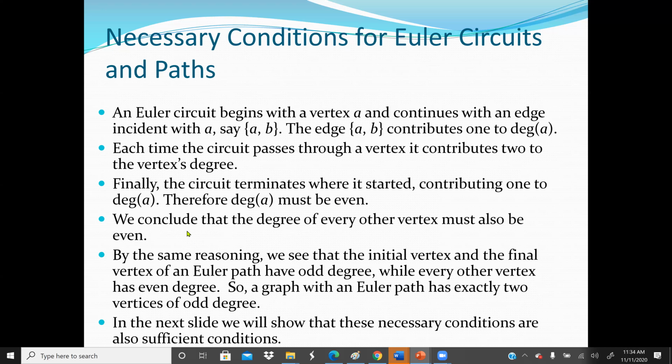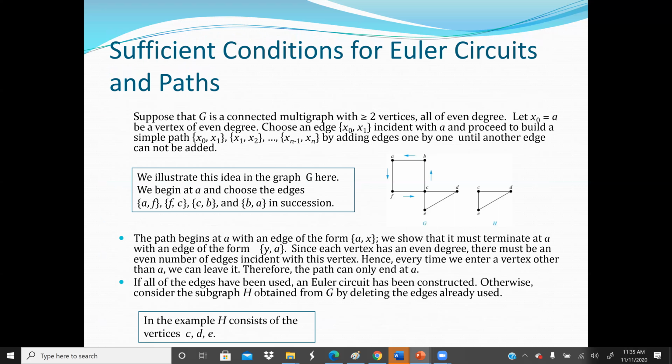That's for the circuit. But for a path, the starting and the ending should be odd, and the rest should be even. For circuits, the starting and end is the same point, so it has to be even, and the rest also have to be even. That's the degree of every vertex, even. So we have a sufficient condition for Euler circuit and path.